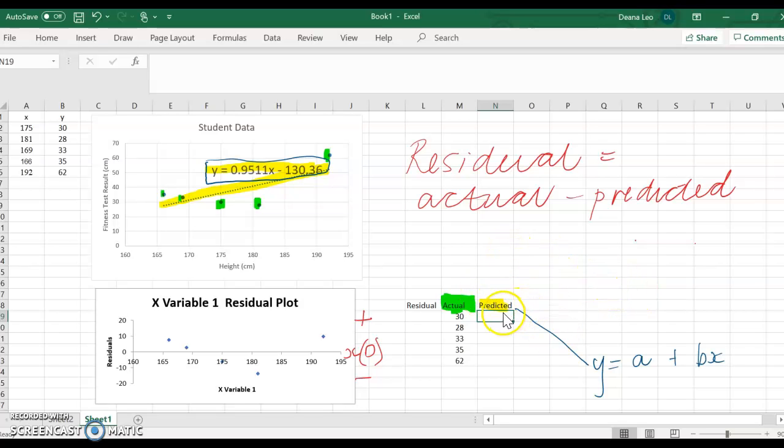All right, what I want you to do, please, is, okay. So this predicted is like your y from down here, and it's going to equal your a plus your bx combined. Okay, so we have to work out this y.